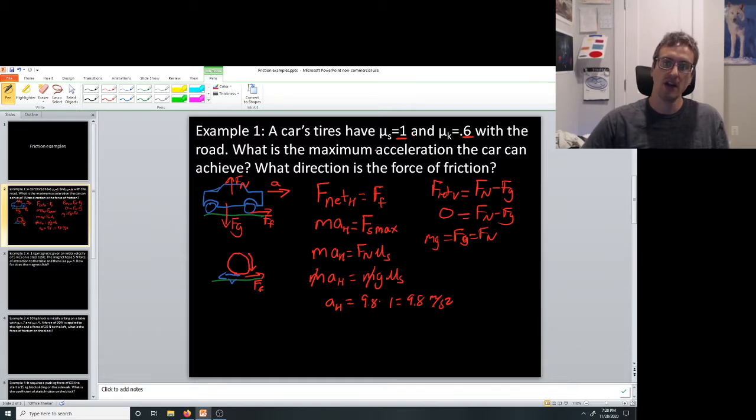And so the whole point of anti-lock brakes is to keep your car tires rolling. And rolling's good because then it's static friction, like the tire is actually in contact with the ground and not sliding. All right.